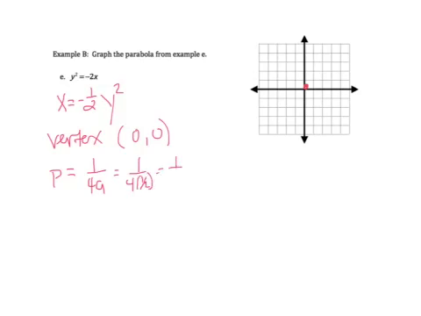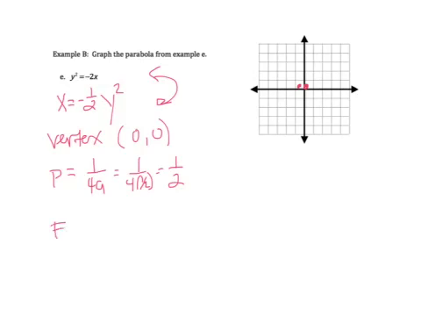So again, I get 1/2. And then this parabola is a sideways opening parabola. I know that because it starts with x equals, and it's going to open to the left, which I know because I have a negative value for a. So I'm going to go 1/2 to the left, and that is going to be my focus.